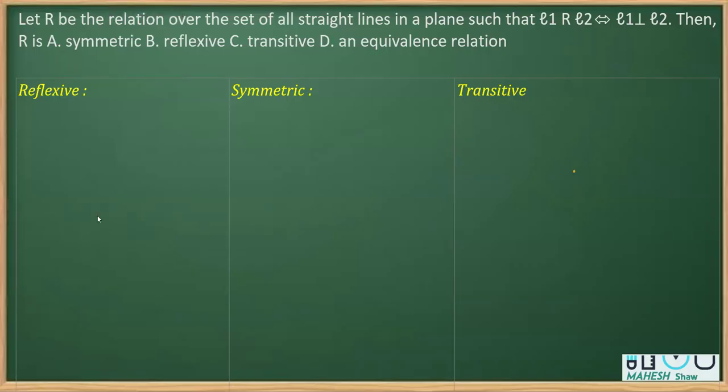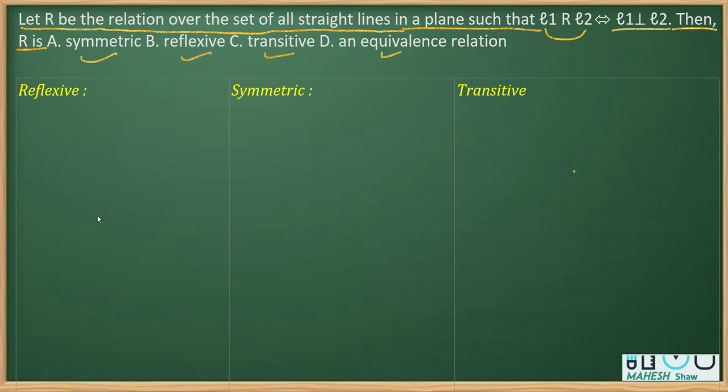This is an MCQ question based on the concept of relation. It says, let R be the relation over the set of straight lines in a plane, where L1 is related to L2 such that L1 is perpendicular to L2. Then we have to figure out whether this relation R is symmetric, reflexive, transitive, or an equivalence relation.